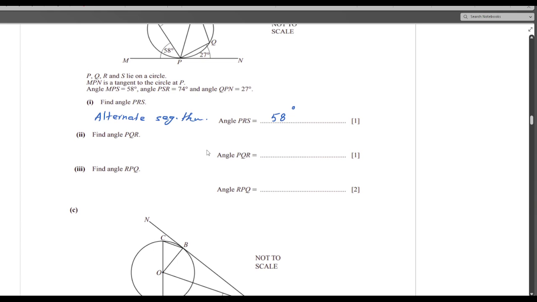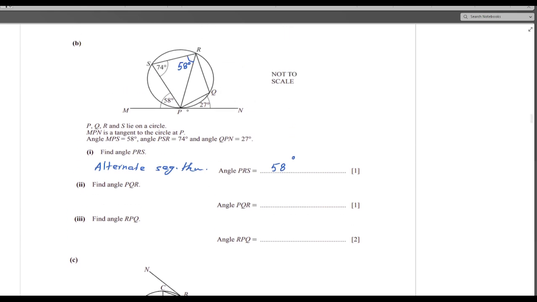Now angle PQR. I need to find this angle. We know that in a cyclic quadrilateral, the sum of opposite angles is 180. One angle is 74, so its opposite angle is going to be 180 degrees minus 74 degrees, which gives 106 degrees.